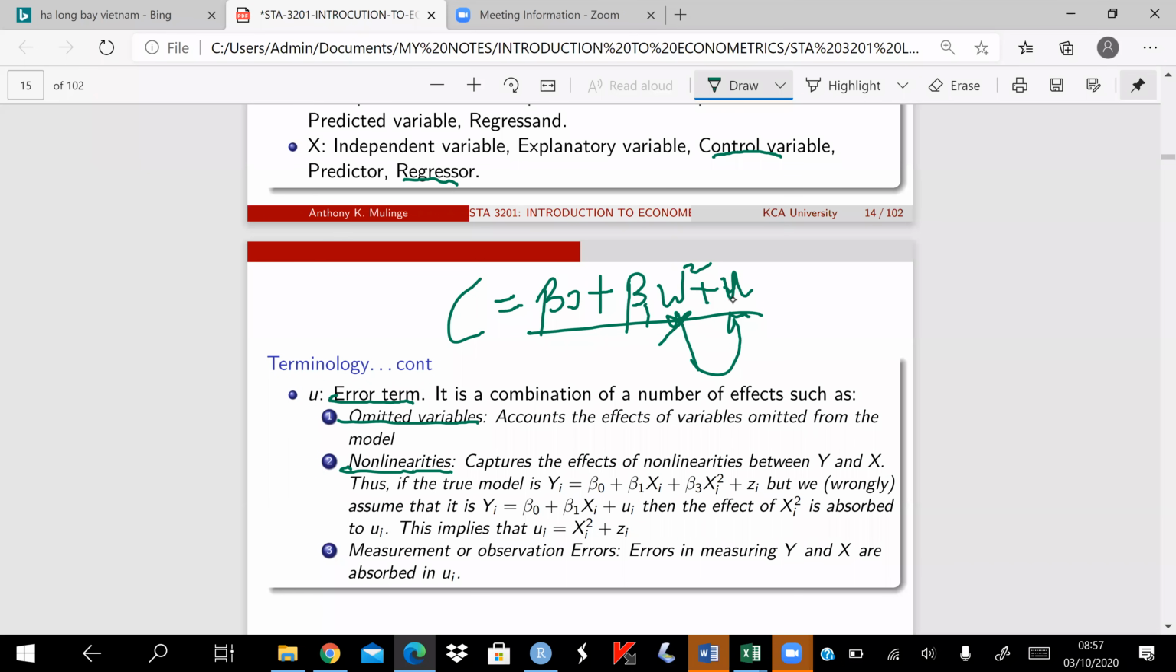Or maybe you needed to fit a cubic model like that. Or maybe you needed something like this. Sometimes you may have something like this: beta naught plus beta 1 W raised to power half. So maybe that is the correct version of W that will predict consumption more accurately. So all those non-linearities are captured in the error term. Okay, and we are given an example.